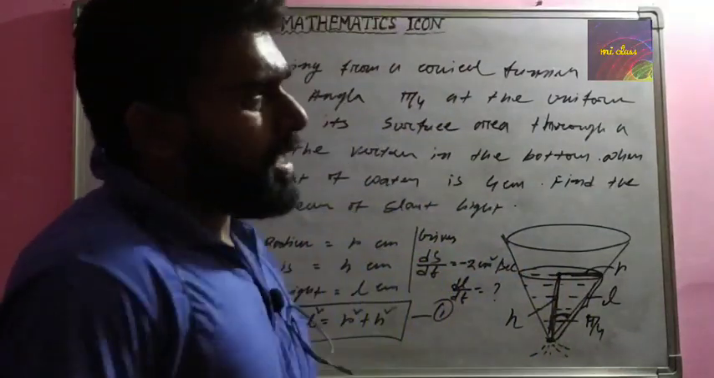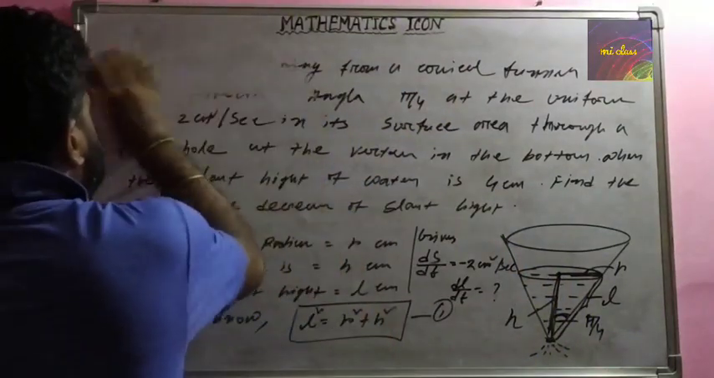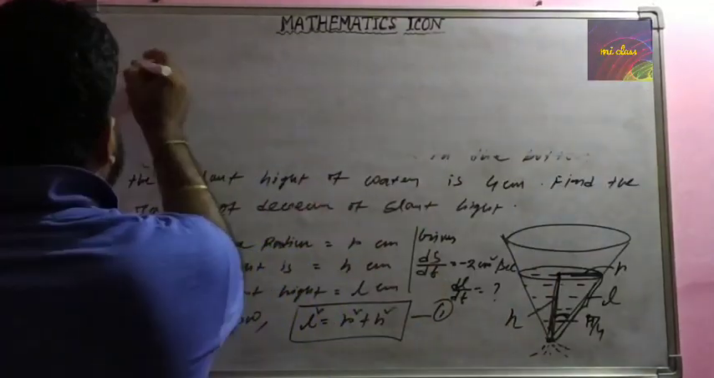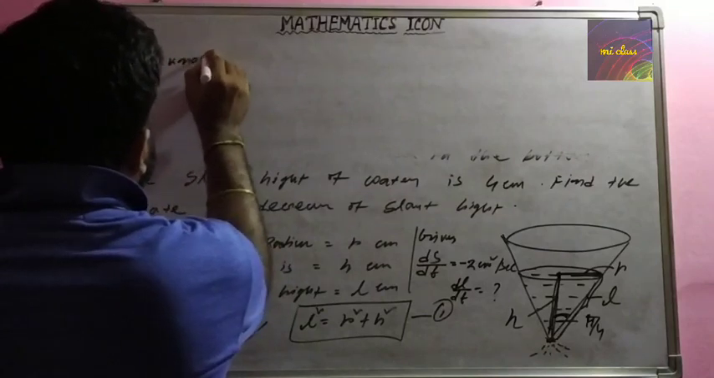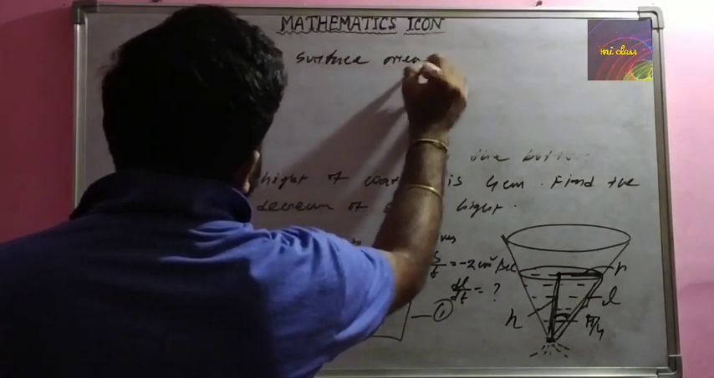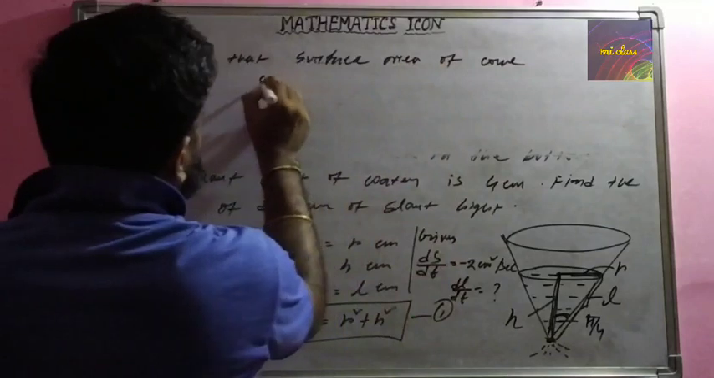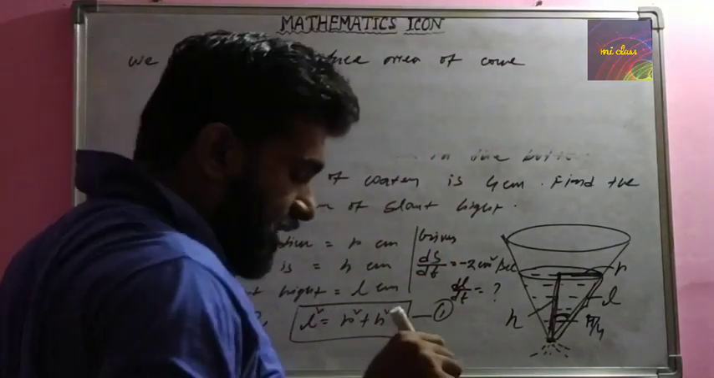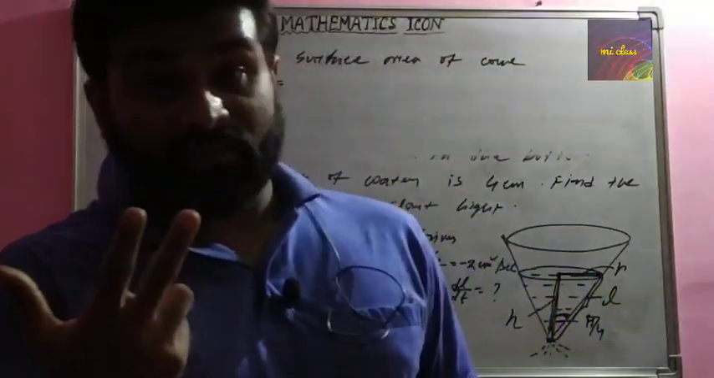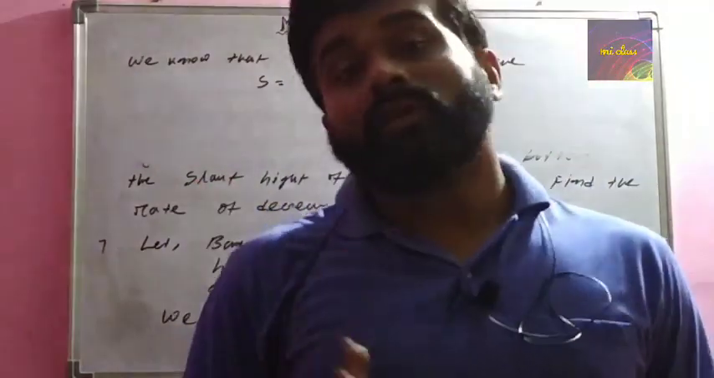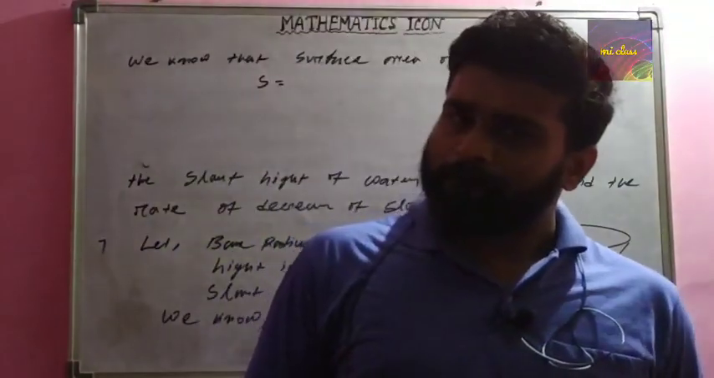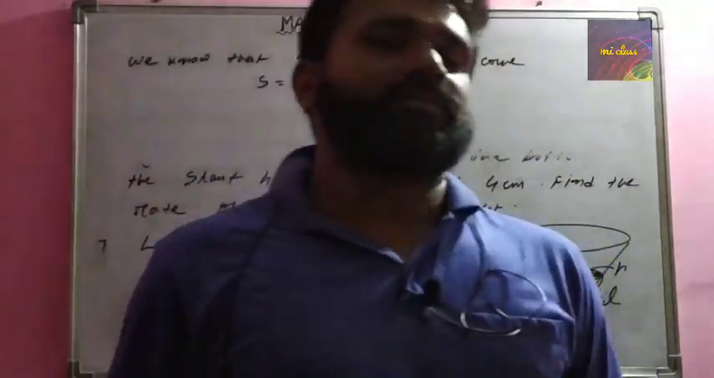That means, write: we know that the surface area of cone S equals to... surface area. That means here, see, total surface area, two types of surface areas are there. Curved surface area, total surface area. Okay, so here which one should I use? Total surface area or curved surface area?